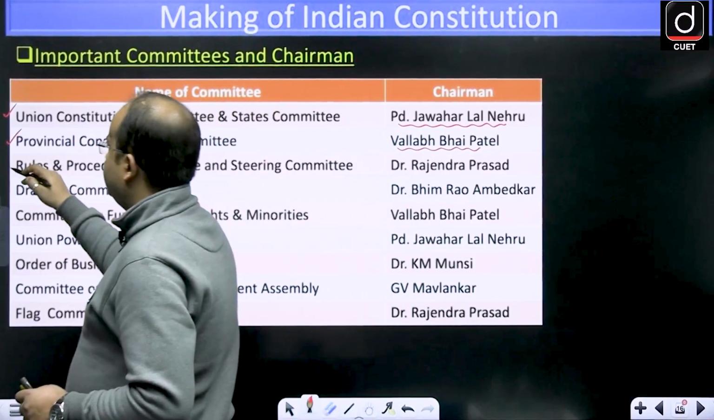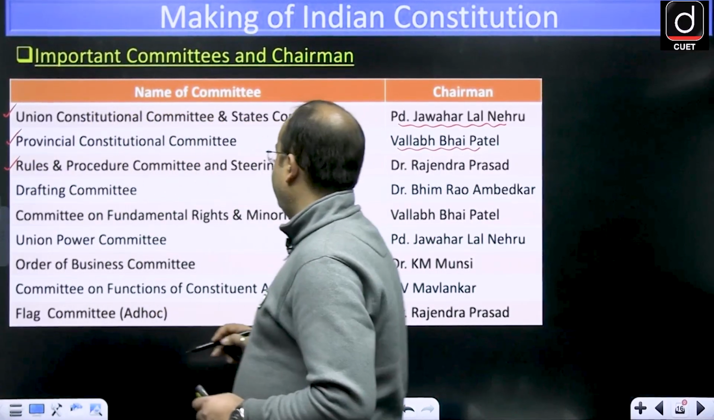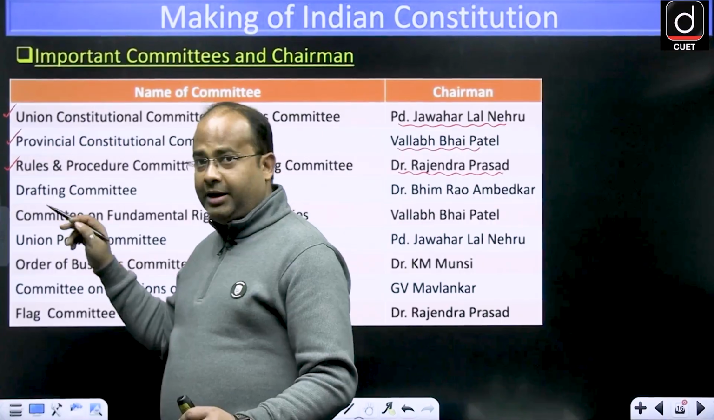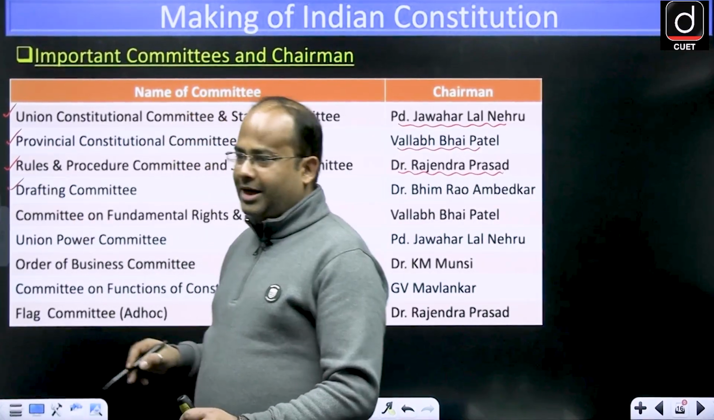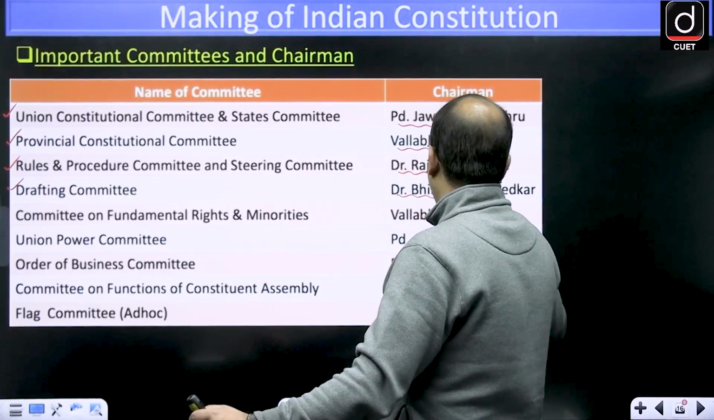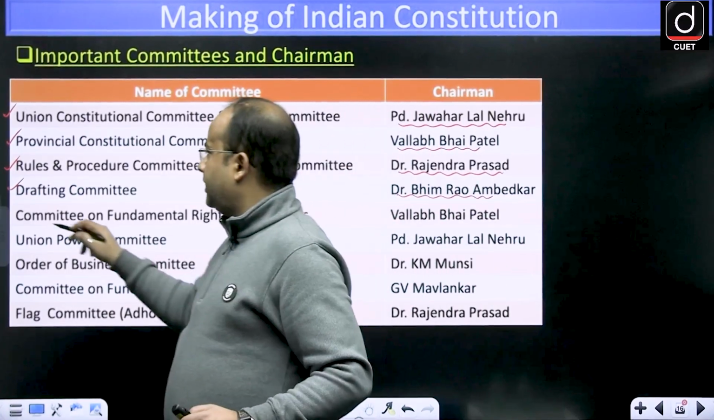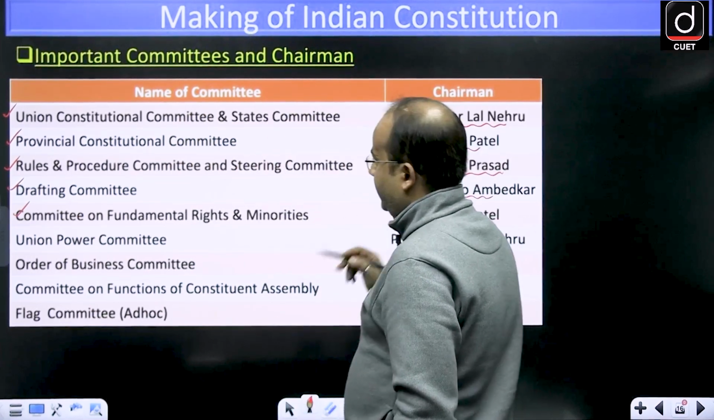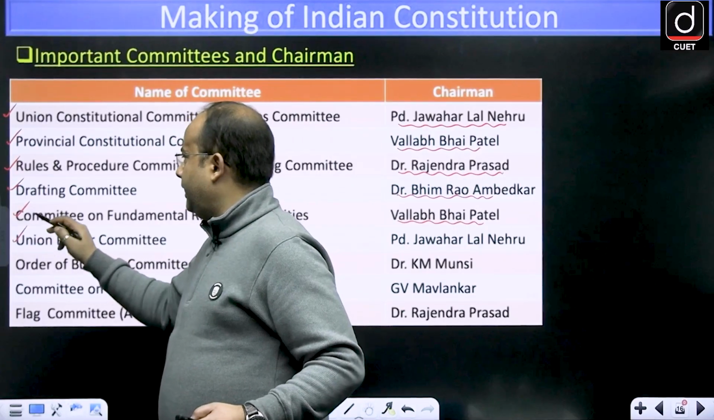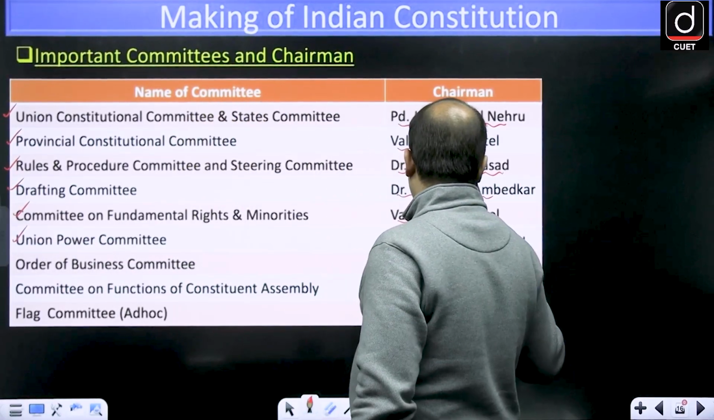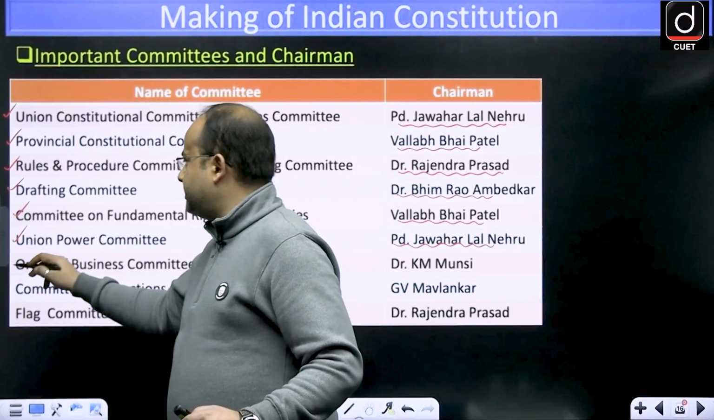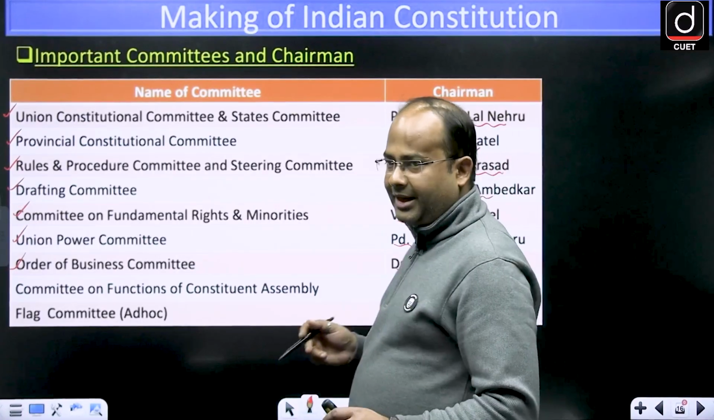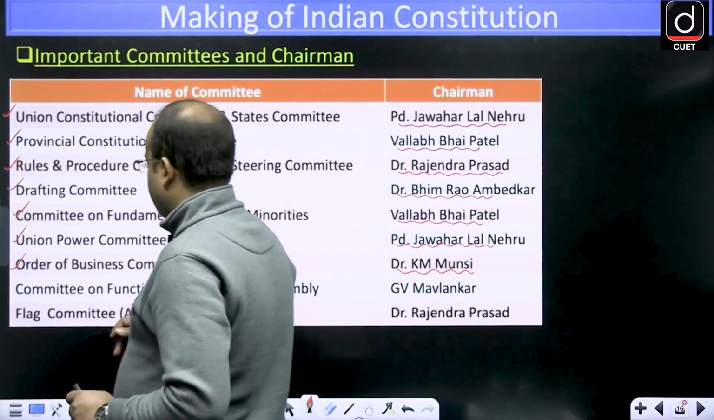Next we have the Rules and Procedure Committee and Steering Committee, that was chaired by Dr. Rajendra Prasad. Next is the Drafting Committee, that was one of the important committees, led by Dr. Bhim Rao Ambedkar. Next is the Committee on Fundamental Rights and Minorities, chaired by Vallabhbhai Patel again. Then the Union Power Committee, again chaired by Pandit Nehru. Next is the Order of Business Committee, chaired by Dr. K.M. Munshi, who was a member of the Drafting Committee.